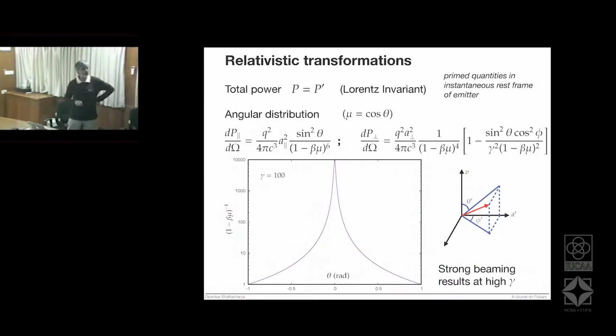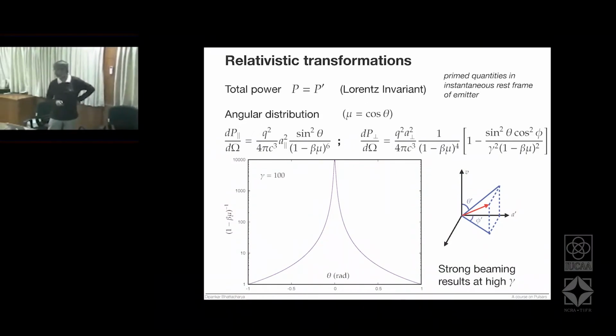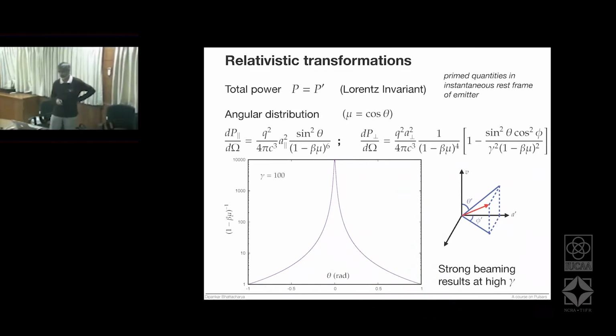And what you would notice is this factor, which is (1 − βμ) to the power of 6 here. Beta is the velocity in units of the speed of light, and mu is cos θ. If you take the perpendicular component, it is similar, but the expression is different because of the Lorentz transformation. These are two angles, azimuthal angles, so it's θ and φ.